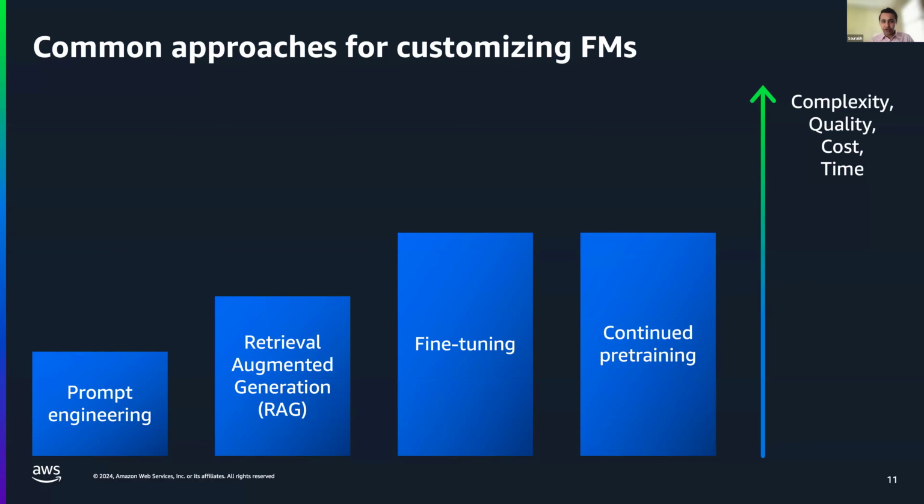And the last one is continued pre-training, where you're actually creating your own model, right? And as you see here, the complexity and the cost will increase as you move across from prompt engineering to continued training. But I would definitely say prompt engineering and retrieval augmented generation are the cornerstone that any generative AI application should be using to get the most value out of generative AI.